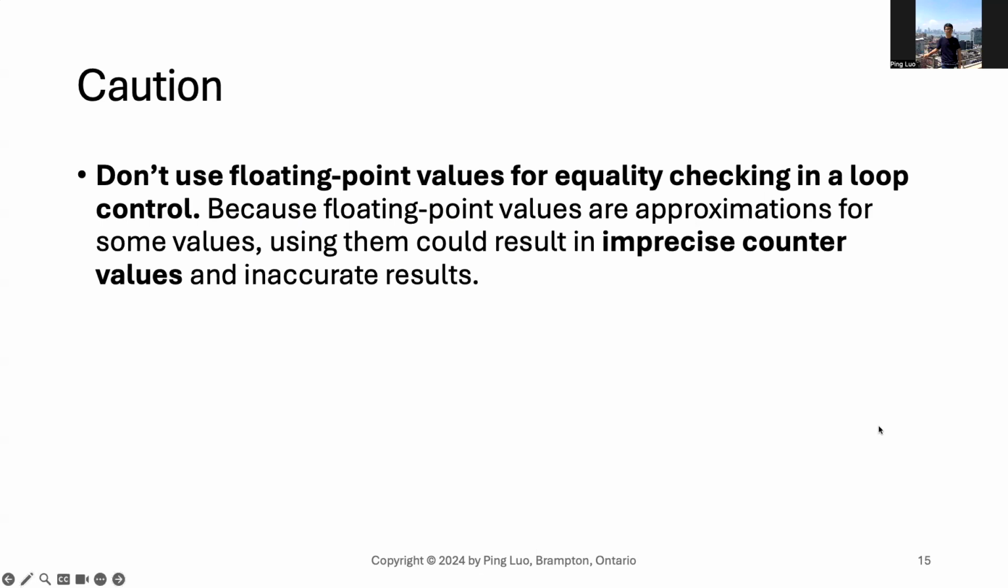By the way, please don't use floating point values for those equal comparisons in the conditional, as the condition that stops the loop, because we know that floating point is not accurate, right? So it could be a very small difference. 0.5 would be something like 0.5001. So you can always get a false statement if you compare to floating point.